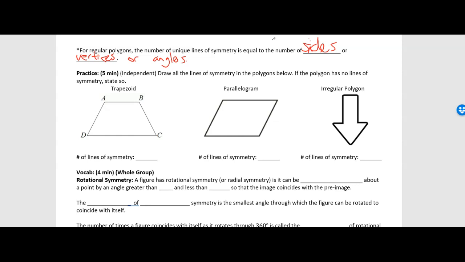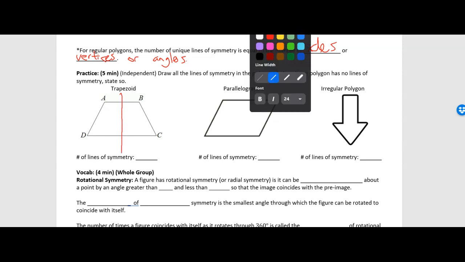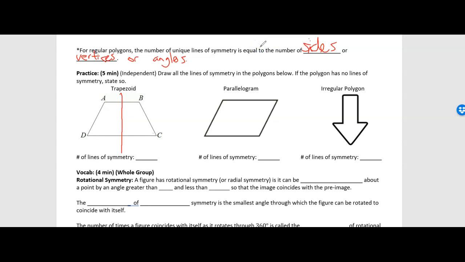All right, so let's look at the trapezoid. Looks like it has a line right here, right? If you reflected, I would get C to come over to D, D would come over to C, same thing with B and A, and every other point, we'd have a point here, it would reflect over to here, and vice versa. So that certainly is one line.